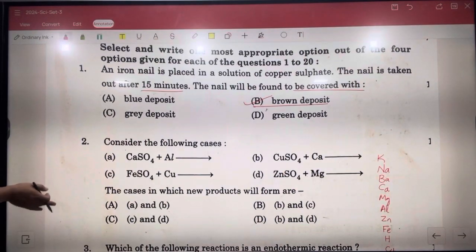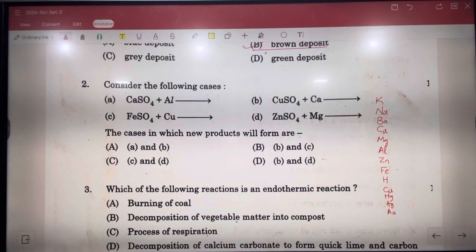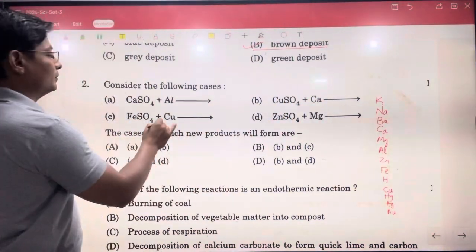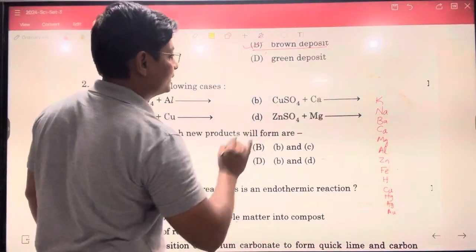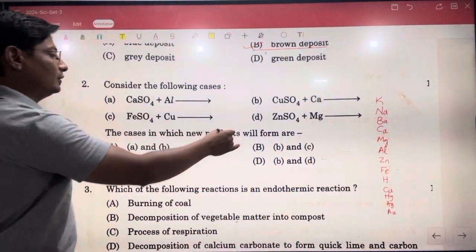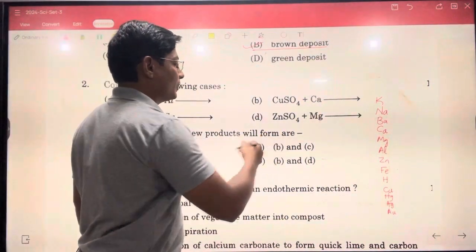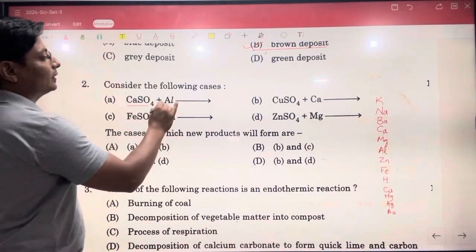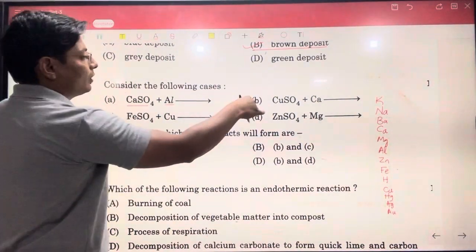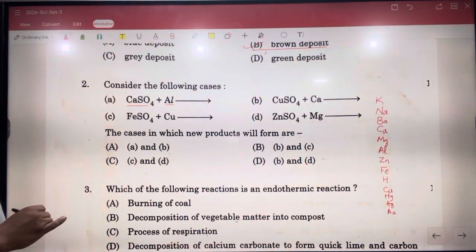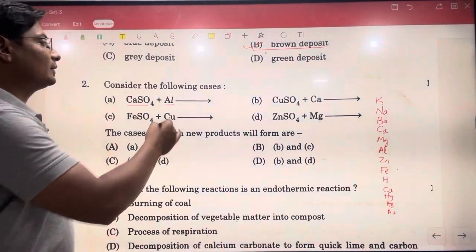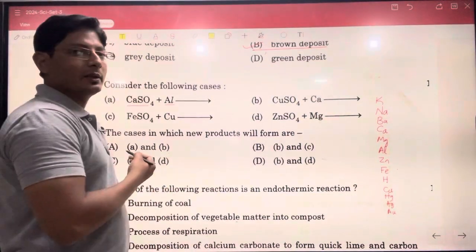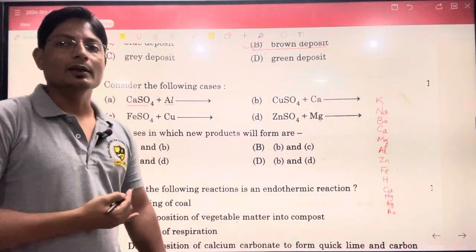Fine. Then the second question, consider the following cases: CuSO4 plus Al, CuSO4 plus Ca, FeSO4 plus Cu, and finally ZnSO4 plus Mg. The cases in which new products will form are... so if you observe here, one is the metal salt and another one is metal, and likewise in all the four cases it is the same thing. So therefore, this is nothing but displacement. If displacement occurs, then there will be formation of a new product. If displacement does not occur, then there will not be formation of any new product.